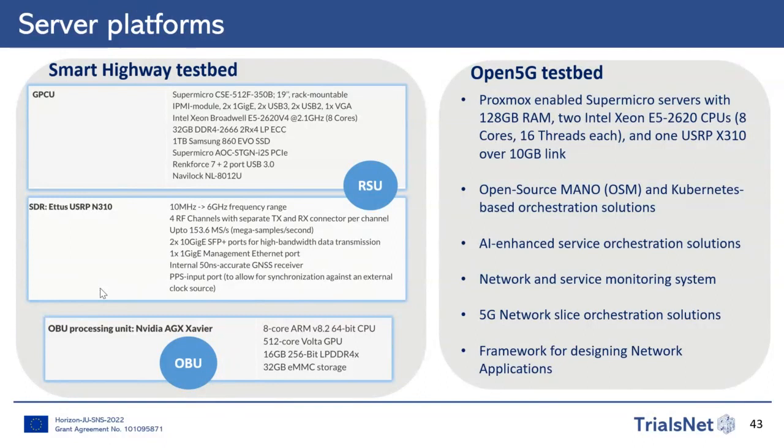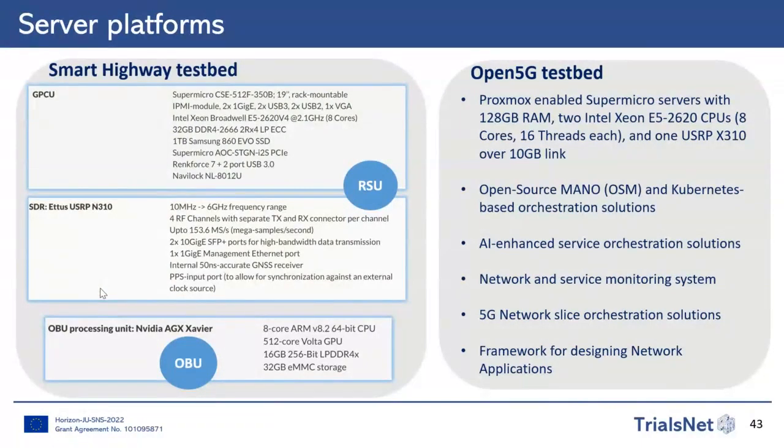Concerning the connectivity, the SDR that we offer on the Smart Highway is based on the 10 megahertz to 6 gigahertz frequency range. The N3010 is the version that we use on the Smart Highway, while on Open 5G we have two variants, B210 and X310. Concerning the processing power of the onboard unit inside the test vehicle, we have an 8-core CPU with GPU capabilities, 16 gigabytes of RAM and 32 of storage.